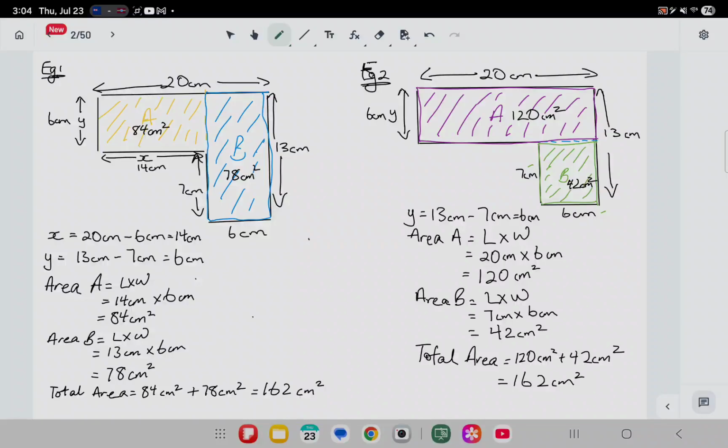So again, once you have to find the area of a compound shape, you find your unknown sides. When you find your unknown sides, you split your shape into regular shapes. When you split your shape into regular shapes, then you find the area of each regular shape. Once you've found the area of all the regular shapes, then you add them together, and that will give us the total area of the compound shapes. Alright, and that's it for area of compound shapes.